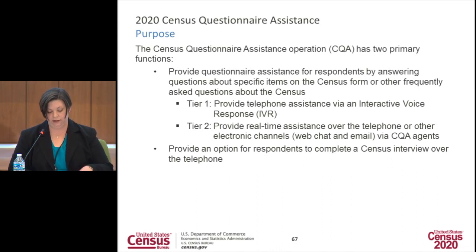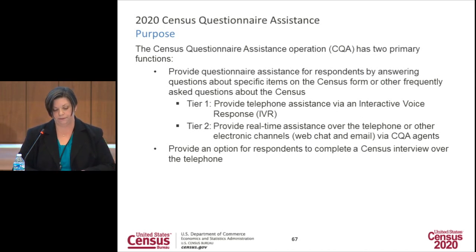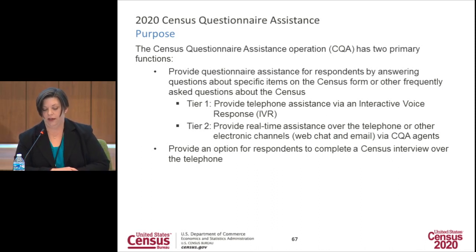For respondents contacting CQA by telephone, interactive voice response, or IVR, will be a first tier of assistance to the caller. If the IVR system is unable to resolve the caller's question, the caller can be transferred to a live agent at that point or upon request at any point in the system. In 2020, we're looking to innovate and make it more convenient for respondents to get assistance with answering the census. So in addition to telephone, respondents will be able to use other electronic modes such as web chat and email to get help. The other primary function of CQA is to provide an operation for respondents to complete a census interview over the phone. This is a function that's greatly expanded relative to the 2010 TQA operation.